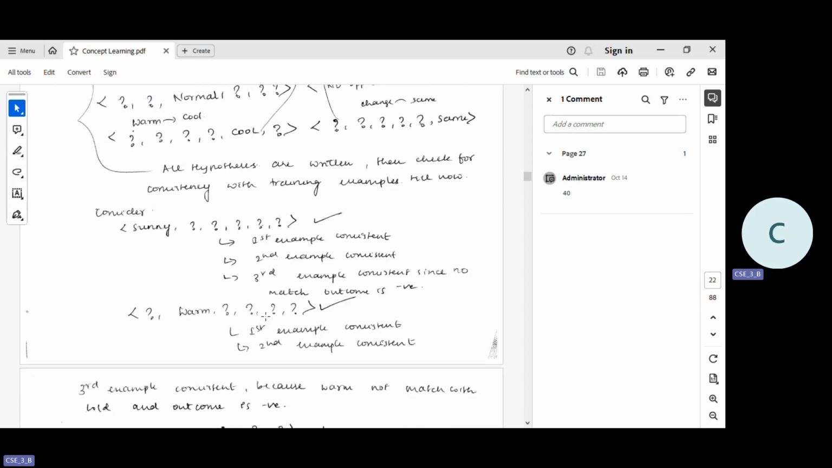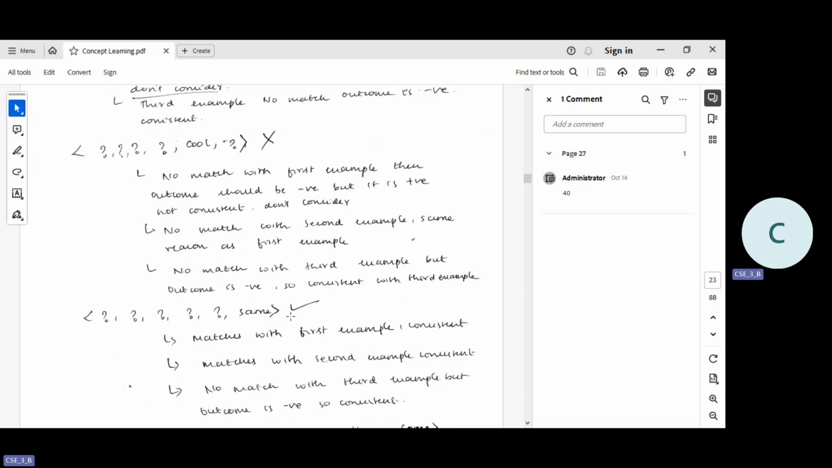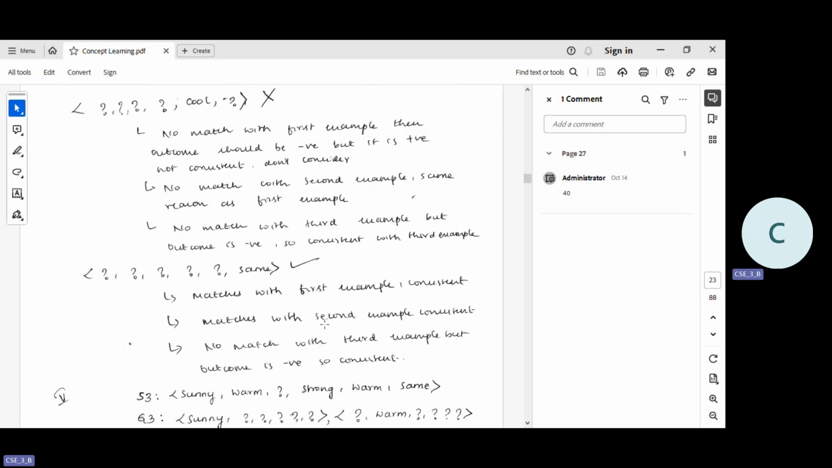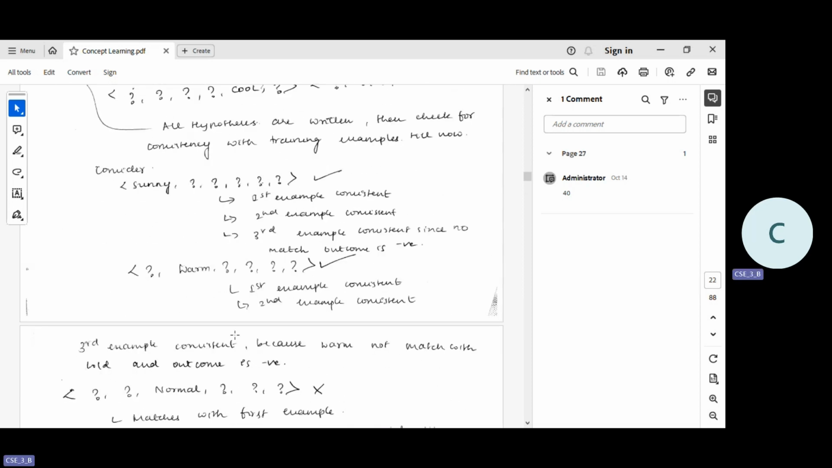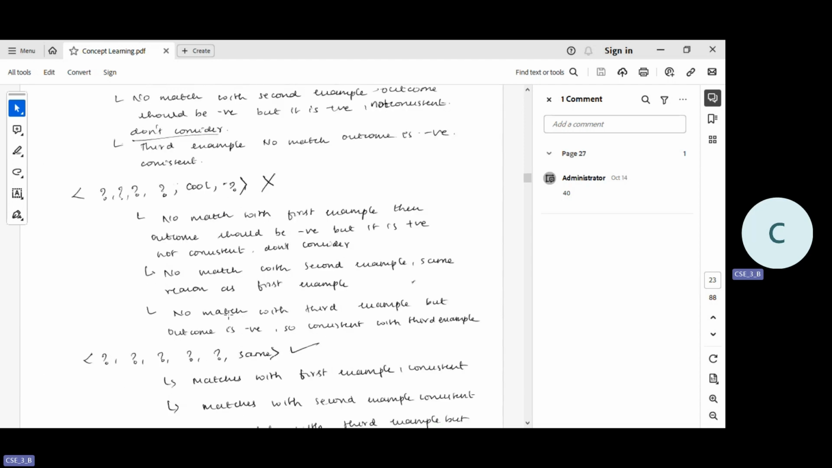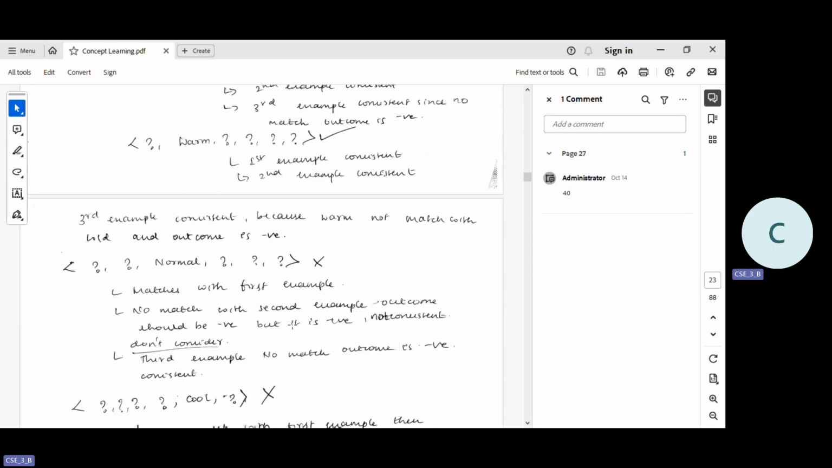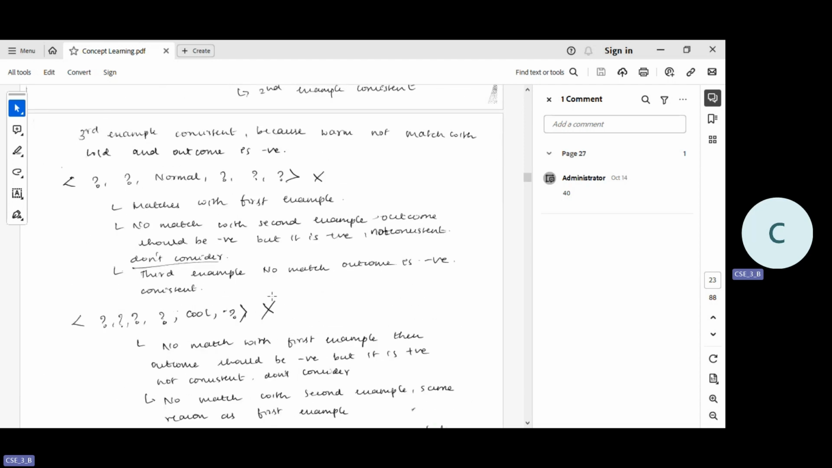So we are able to observe here that it is consistent with the first, second, as well as the third training example. So we are selecting this hypothesis. Altogether, out of hypotheses 1, 2, 3, 4 and 5, we have been able to select only 3 hypotheses. So we remove these 2 hypotheses that are inconsistent with the training examples.